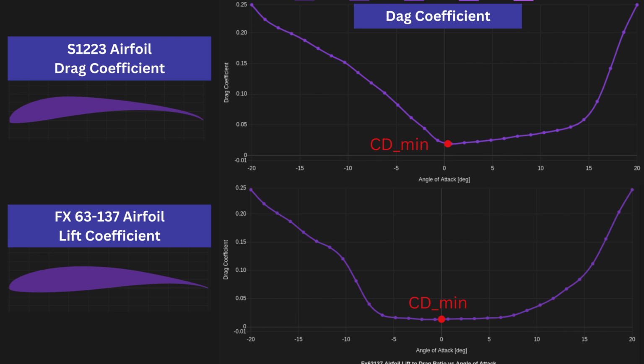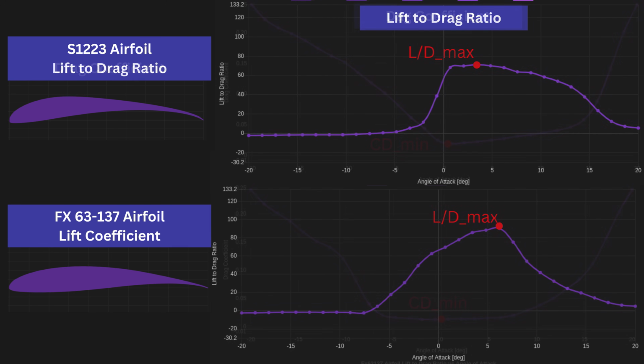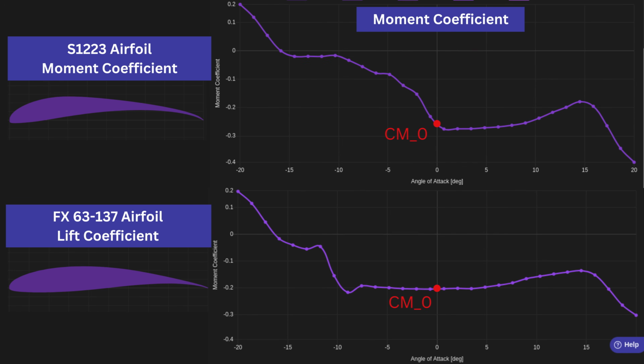Looking at the maximum lift to drag ratio, if we design the aircraft to cruise having the wing at around 5 degrees angle of attack, the efficiency of the FX 63137 can be around 26% higher than the Selig 1223, which could provide a significant boost in flight range and flight time. Finally, looking at the moment coefficient curve, we see that both require similar trim at zero angle of attack, but the moment coefficient of the FX 63137 is more constant with angle of attack, which can help improve the pitch stability and control of the aircraft.